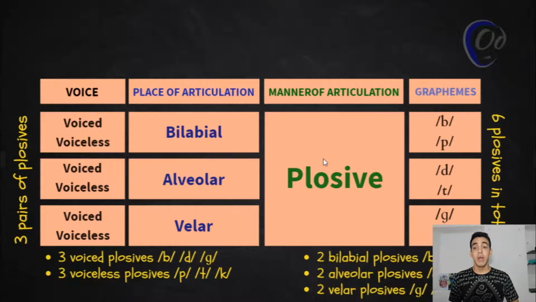We have three voiced plosives: b, d, g, and three voiceless plosives: two bilabial plosives, two alveolar plosives, and two velar plosives. All plosives have a pair. Six plosives in total: three voiced, three voiceless. Group them in order to train your brain.